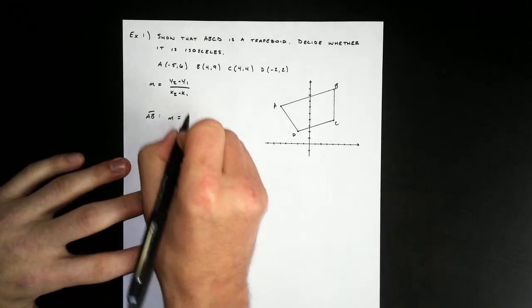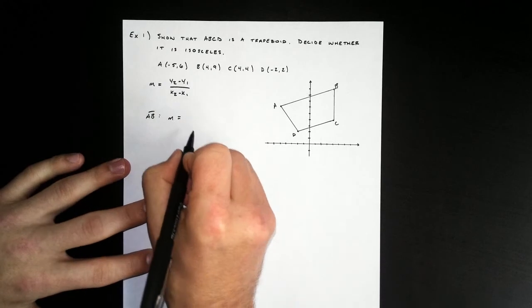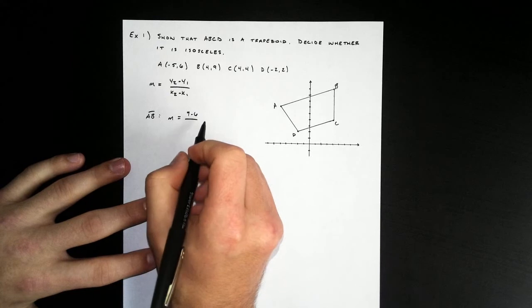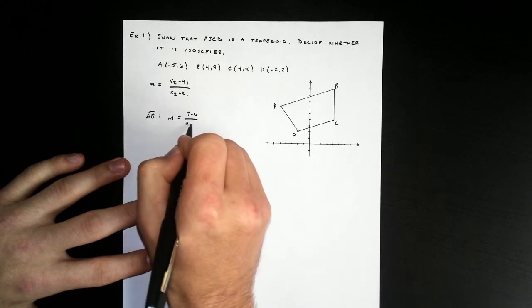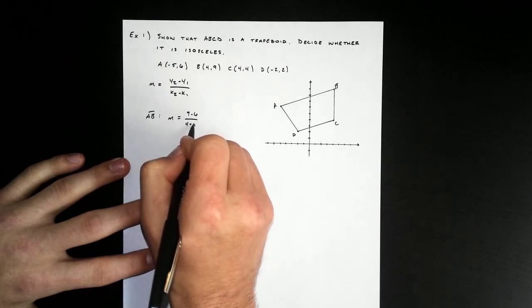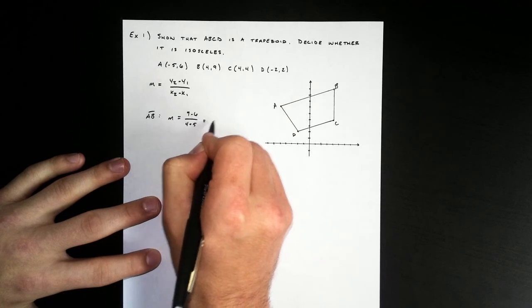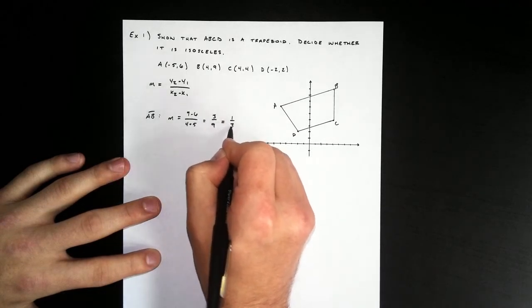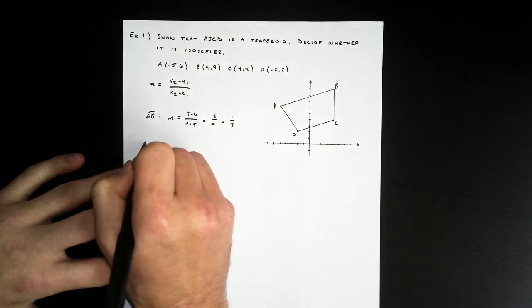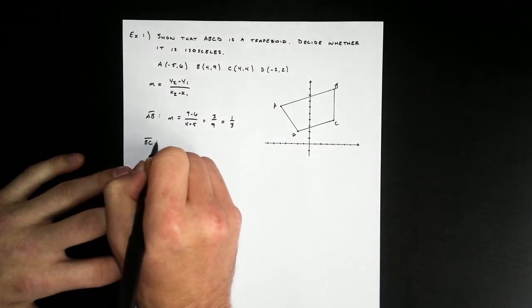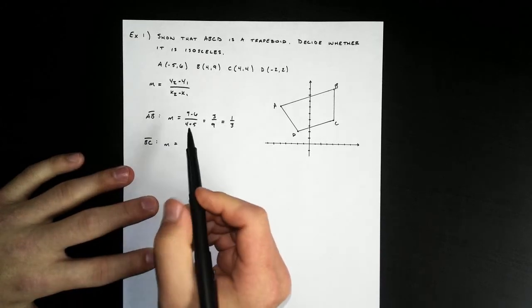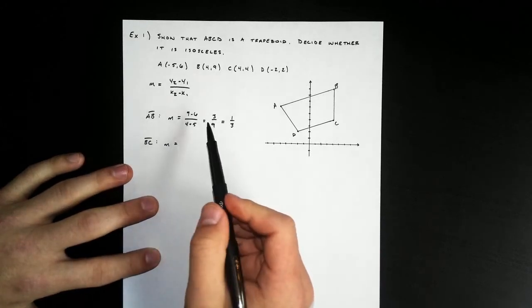So AB, our first two points here, we'll just subtract the y values, 9 minus 6, and then the two x values, 4 minus a negative 5, so that turns into plus 5. So we get 3 over 9, which is 1/3. And then I was going to make my way around the trapezoid, or hopefully trapezoid.